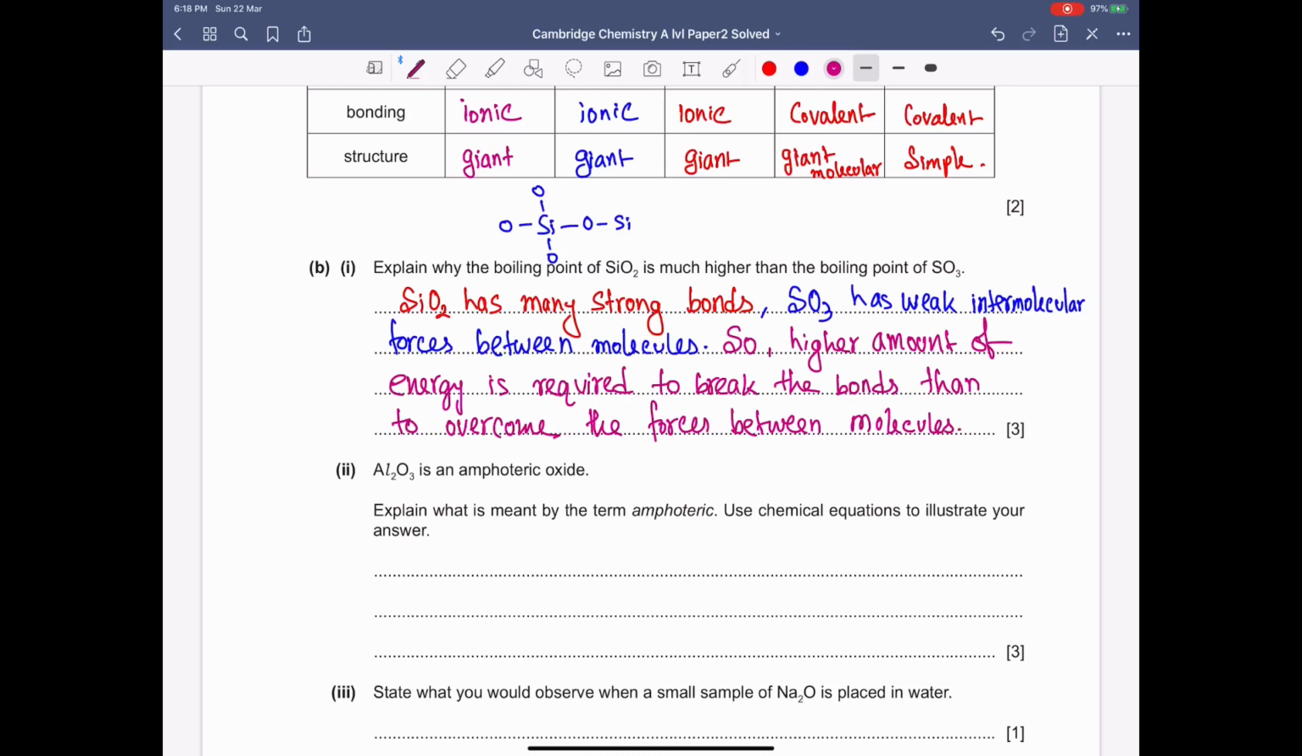By the way, if you're wondering how SO3 molecules look like, SO3 molecule looks like this, with a bond angle of approximately 120 in between them. They're covalent compounds and have very weak intermolecular forces between one molecule and another.